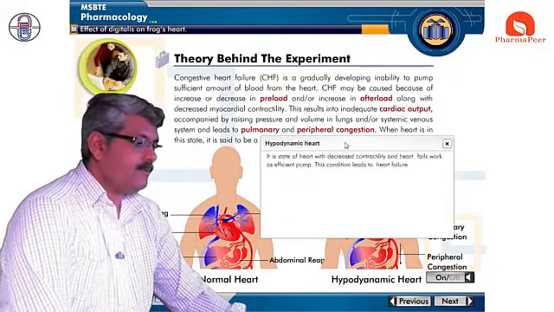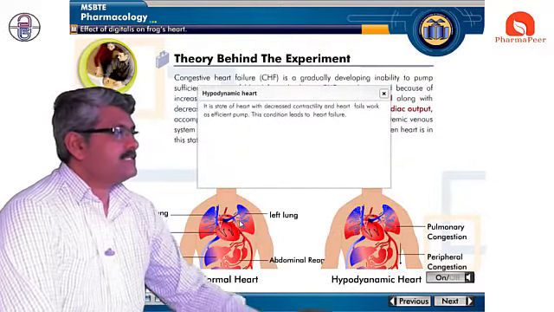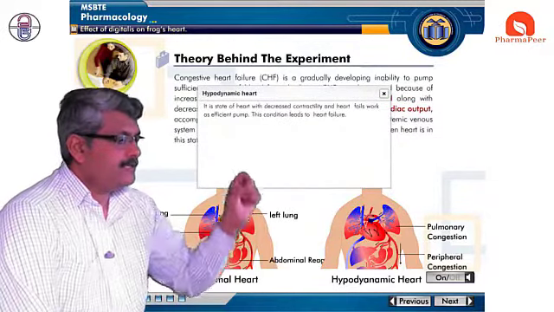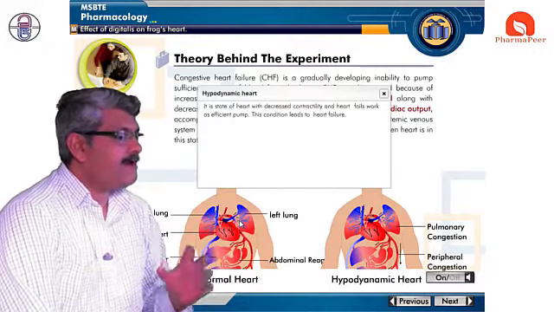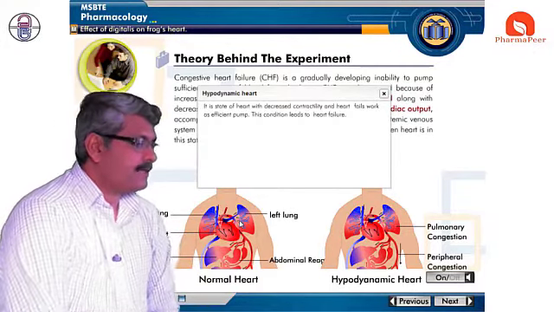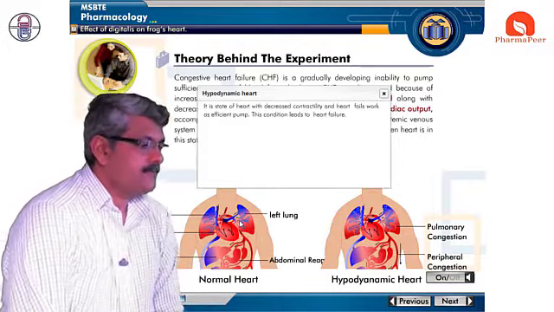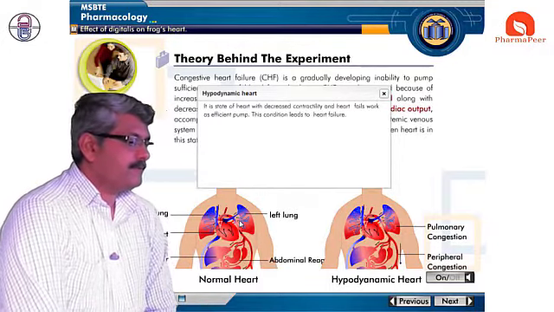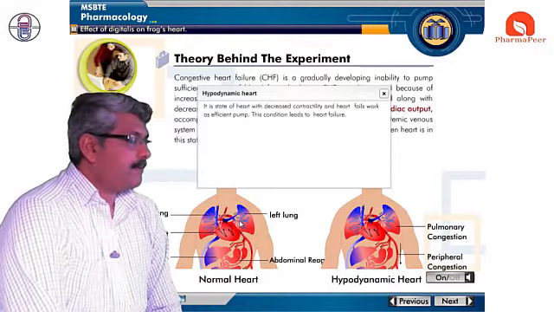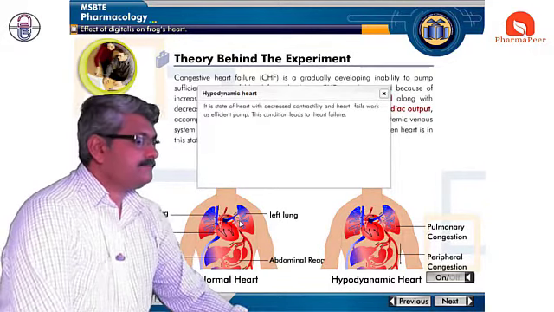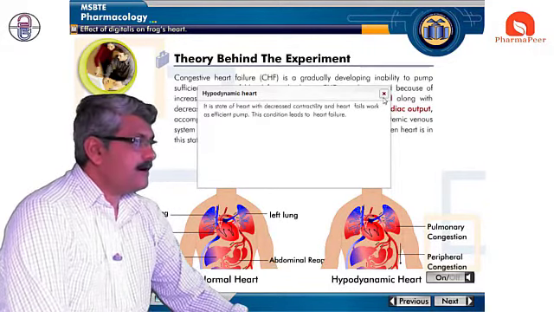What do you mean by hypodynamic state? It is a state of the heart with decreased contractility, where the heart fails to work as an efficient pump. This condition leads to heart failure.